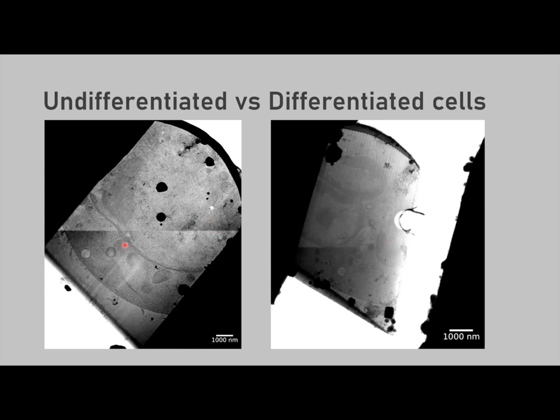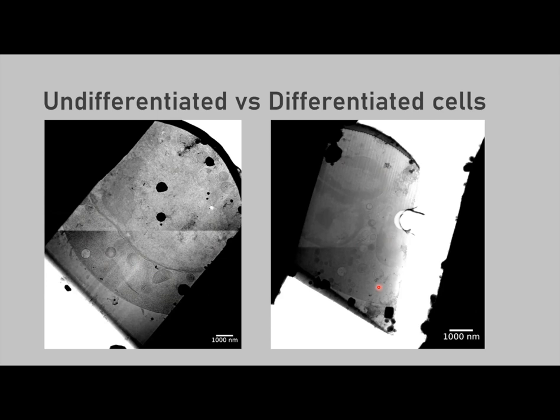Initially, there's one big nucleus with cytoplasm that's mostly not filled with membranous organelles, just a few mitochondria. And after differentiation, we get this nice globular nucleus, and the cytosol becomes filled with all kinds of membranous vesicles and granules.